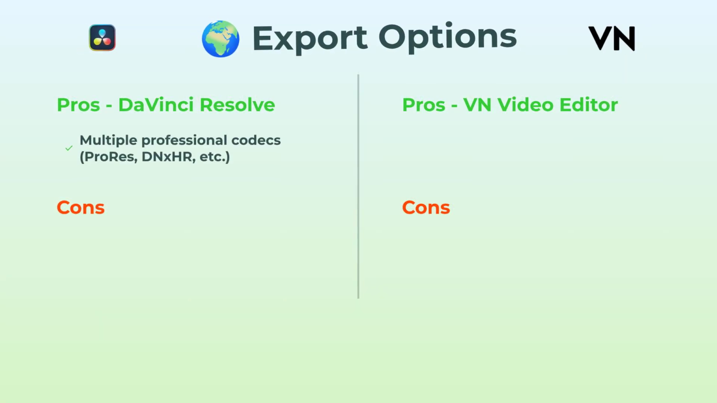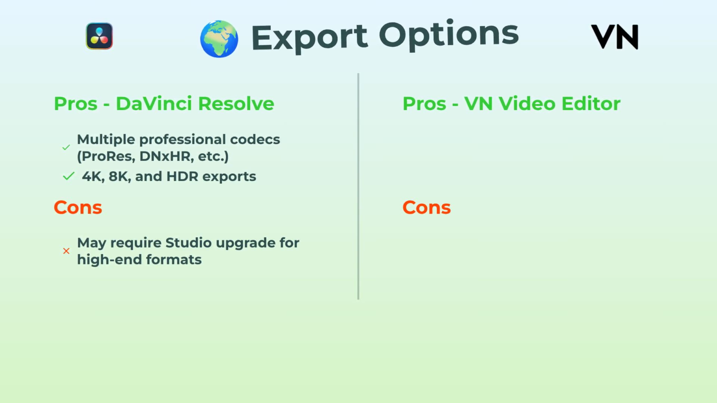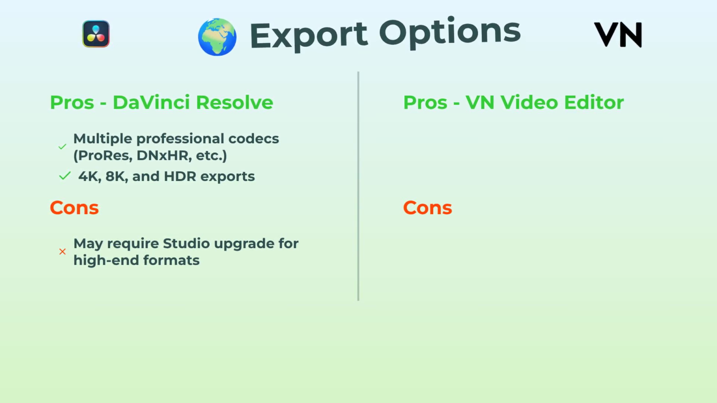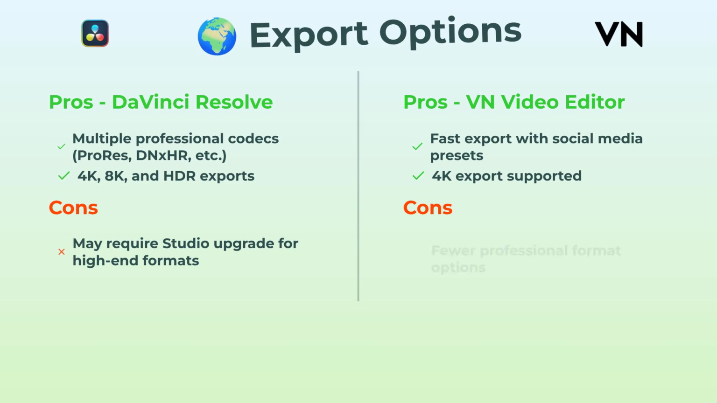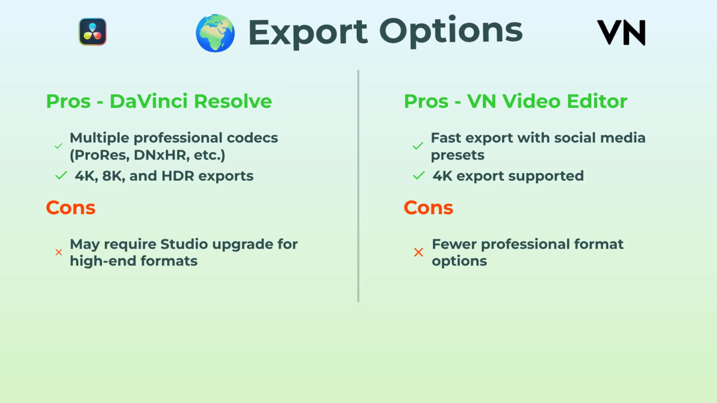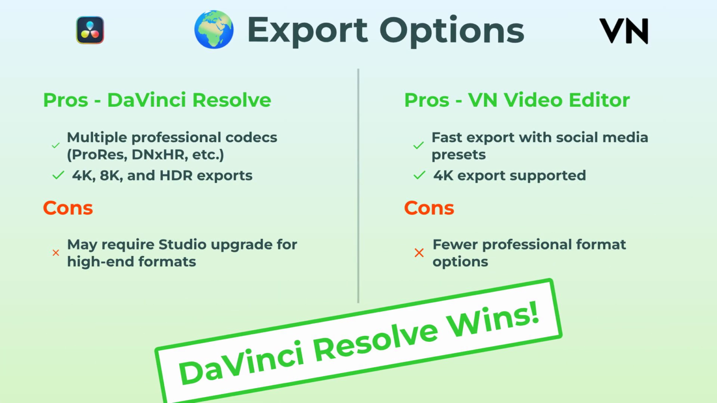Export options. This matters if you share stuff everywhere. DaVinci Resolve is loaded. You get all these pro codecs, ProRes, DNxHR, and so on, plus 4K, 8K, HDR exports, the works. Although, for some high-end formats, you might need Studio. VN goes fast, offers cool social media presets, and you can export up to 4K right out of the box. That said, if you need those fancy Hollywood formats, VN can't compete. For sheer export power, DaVinci Resolve takes it.